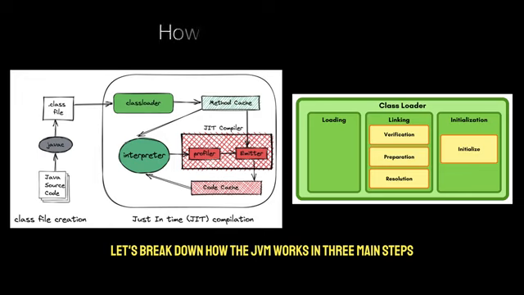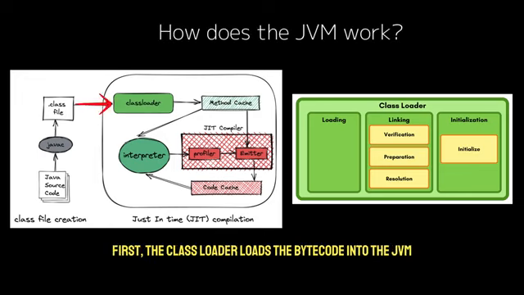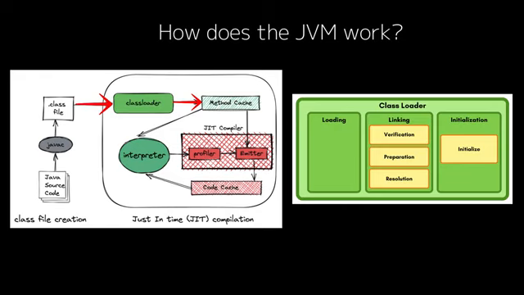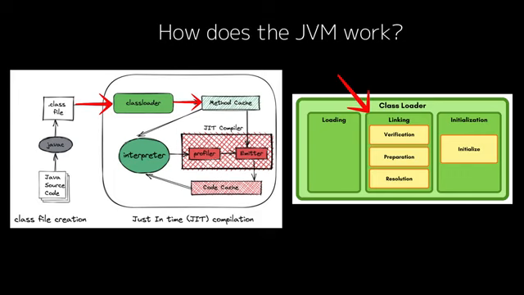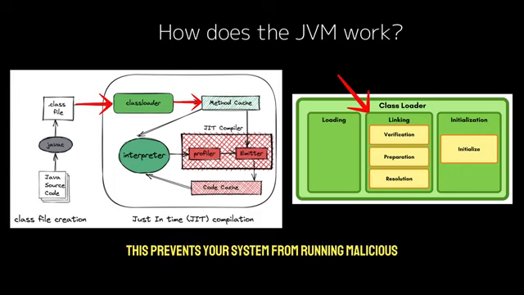Let's break down how the JVM works in 3 main steps. First, the class loader loads the bytecode into the JVM. It organizes and links the code, making sure everything is in place. Before running the code, the JVM verifies the bytecode to ensure it's safe and doesn't break any rules. This prevents your system from running malicious or incorrect code. Finally, the bytecode gets executed. This involves the just-in-time compiler, which translates bytecode into native machine code for faster performance.